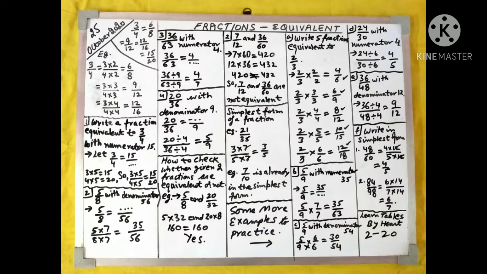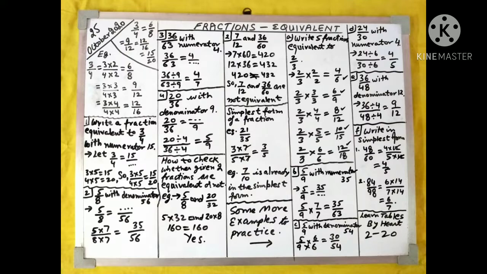Next is 5 by 9 with the numerator 35. So 5 into 7 is equal to 35. So 9 into 7 will be 63. We get 35 by 63 as the required equivalent fraction. Next we have 5 by 9 with denominator 54. So 9 into 6 is equal to 54. So we will write 5 into 6 is equal to 30. Therefore 30 by 54 is the required equivalent fraction to 5 by 9, right?